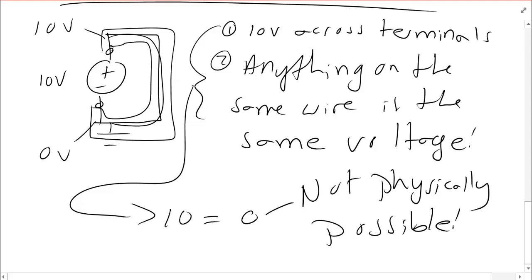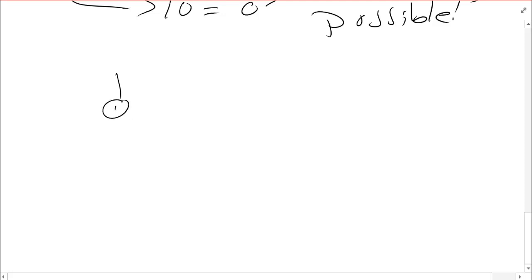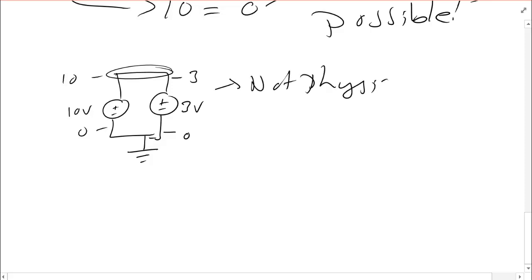Another time that we might have a physically impossible thing is if we have two voltage sources of different voltages connected to each other. Let's say this one is 10 volts and this one is 3 volts. Again, we have a problem. This one, if this is my reference voltage, says this is 0 and this is 3. This one says this is 0 and this is 10. And they're connected via a wire and therefore should be the same voltage. Again, this is not physically possible.